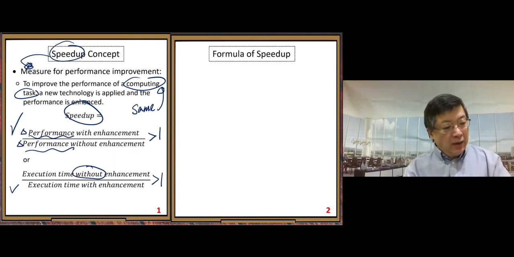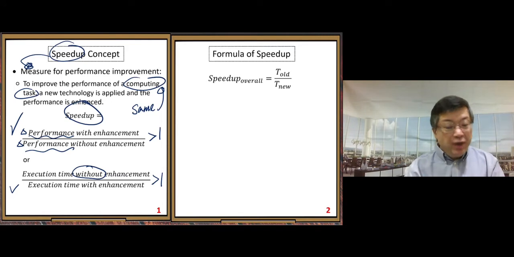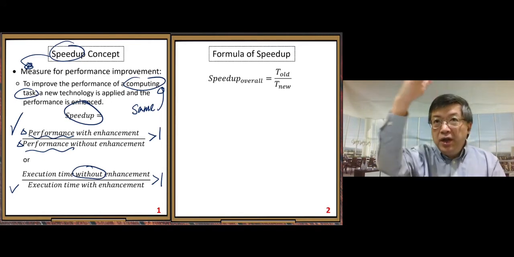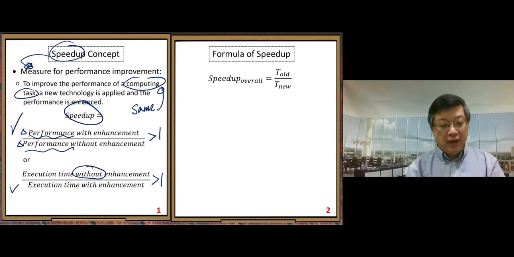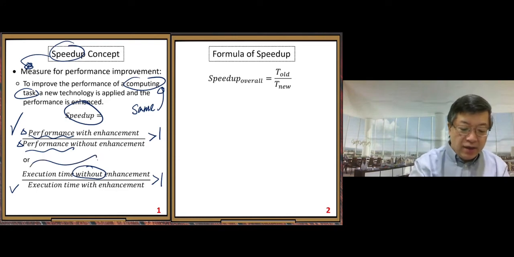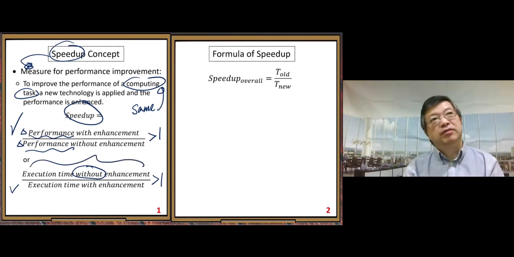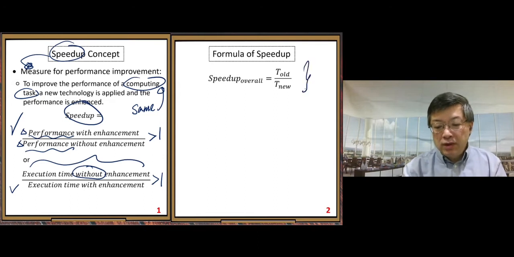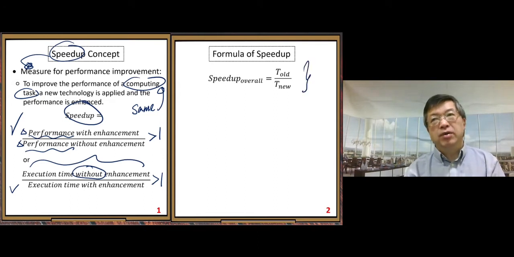All right, based on the definition, speed up overall equals T old over T new. Here, I do not want to write this many words. In our definition, we can write it that way, but in our formulation, we want to use concise, simple expressions. So here I use T old over T new, so you'll understand the meaning. Okay.